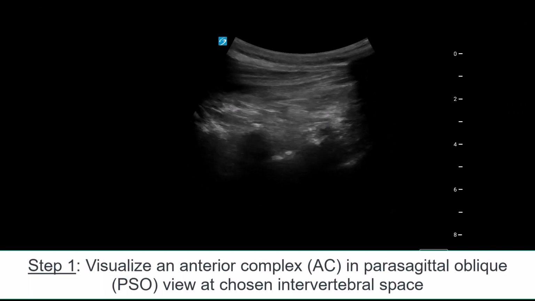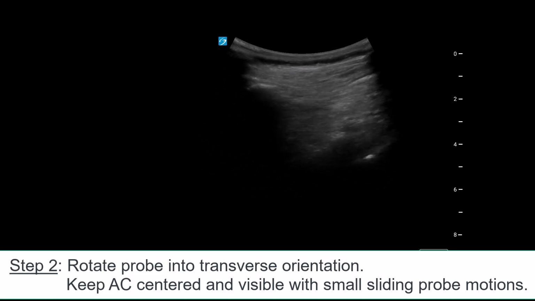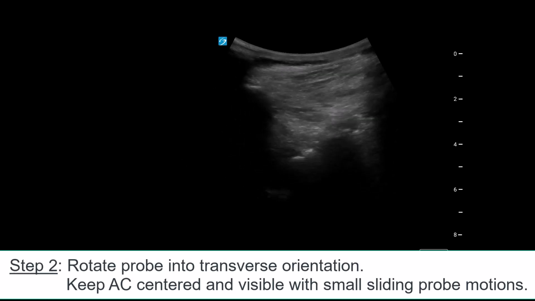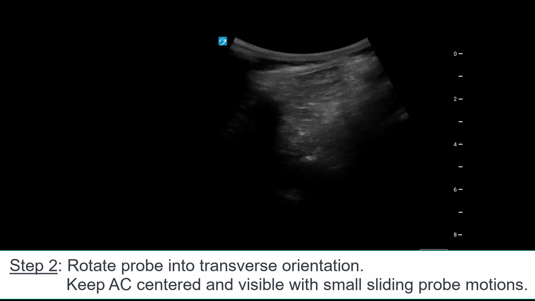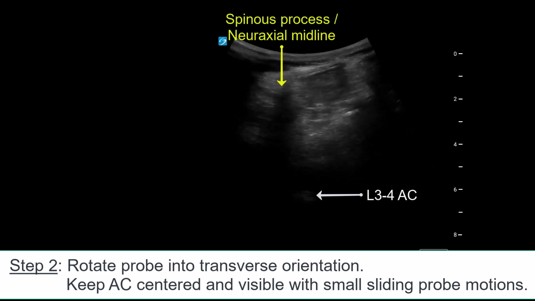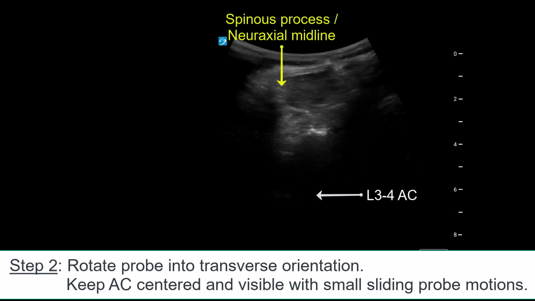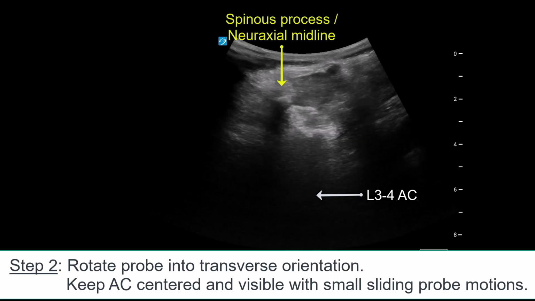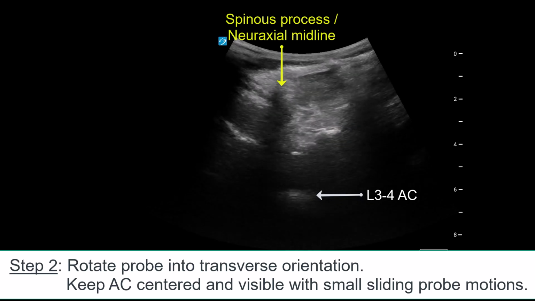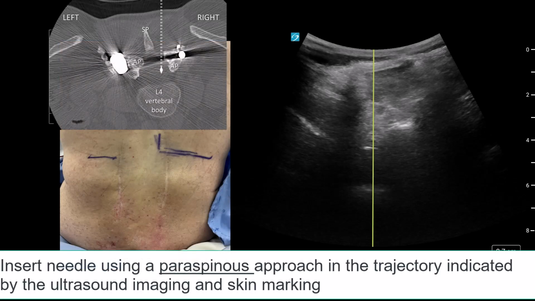We selected the anterior complex at L3-4 as it was the easiest to see, and then we performed the spinning on the AC maneuver, rotating the probe into a transverse position while keeping the anterior complex visible. The anterior complex was centered on the screen using the M-mode guide marker, and the position of the ultrasound beam was marked on the patient's skin. Spinal anesthesia was successful with a single pass of a spinal needle inserted at right angles to all planes.